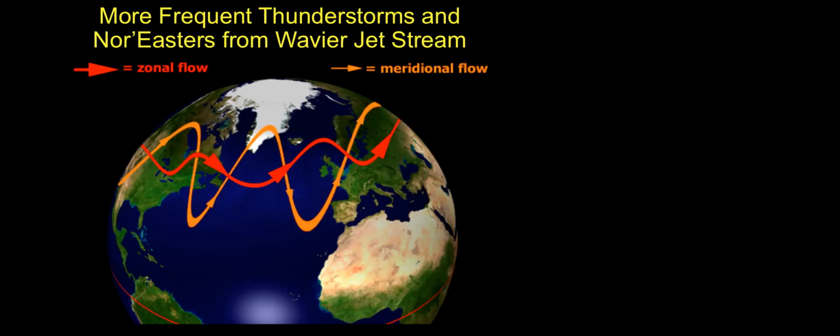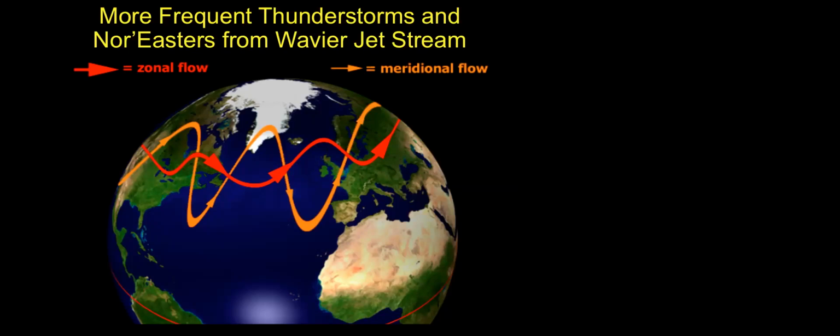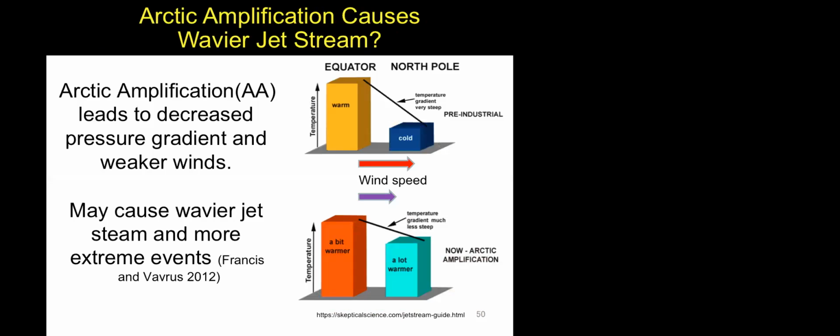And why that matters is that a wavy jet stream gives us more storms. It gives us more of these extreme storms like nor'easters, and it gives us these extreme thunderstorms in the summer. By the way, it also gives us more heat waves in the summer, and it can give us more things like droughts in the summertime as well. And so why would that be happening?